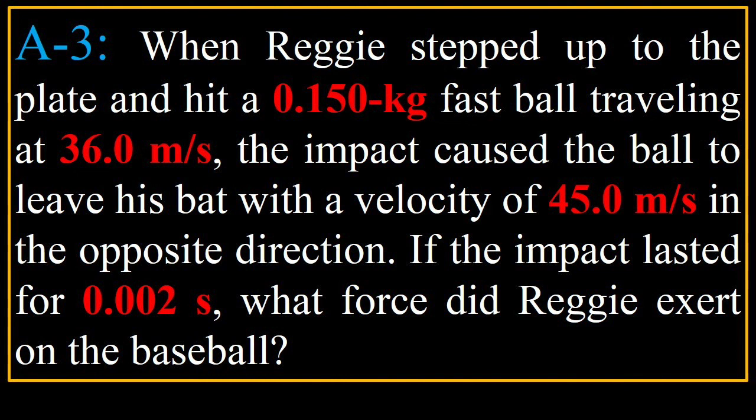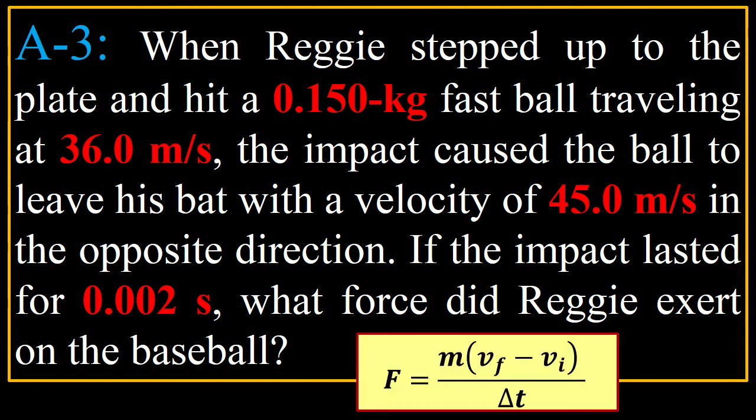When Reggie stepped up to the plate and hit a .150 kilogram fastball traveling at 36 meters per second, the impact caused the ball to leave his bat with a velocity of 45 meters per second in the opposite direction. If the impact lasted 0.002 seconds, what force did Reggie exert on the baseball?